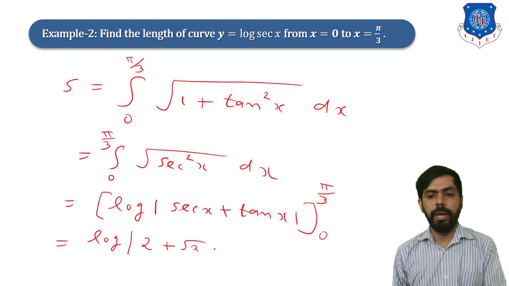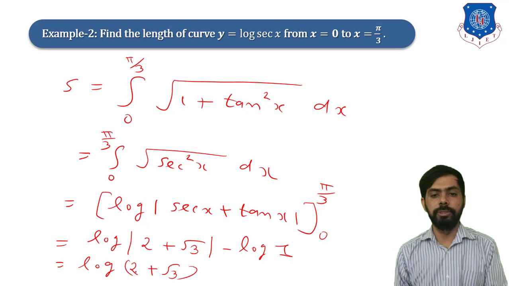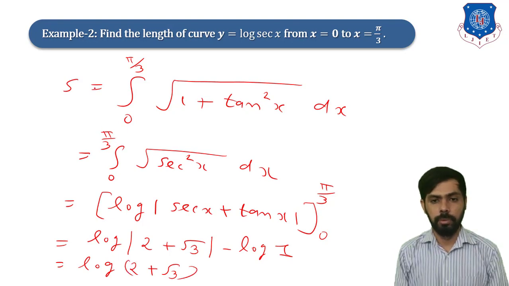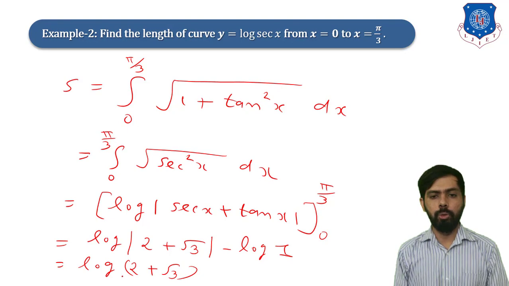Minus, now if we replace x by 0, sec 0 is 1 and tan 0 is 0, so it will be log 1. But the value of log 1 is 0, so our final answer will be log 2 plus root 3. So this is the final answer of example number 2. So the arc length of the curve y equal to log sec x from x equal to 0 to x equal to pi by 3 is log 2 plus root 3.